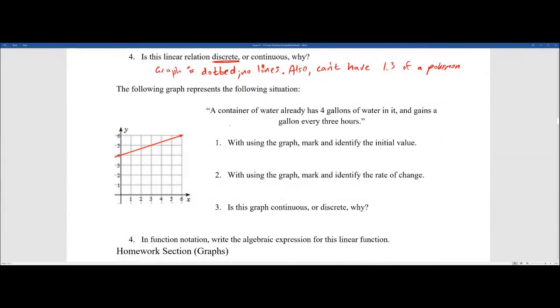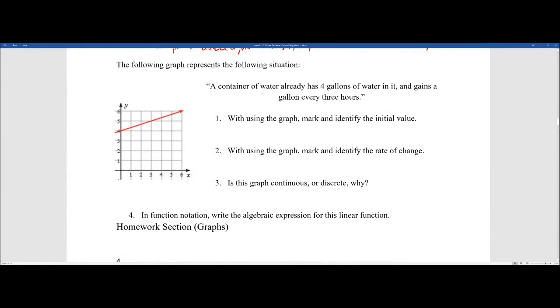All right, so next example, the following graph represents the following situation. A container of water already has 4 gallons of water. That's good to know. That's my b right there at 4, my initial value. And it gains a gallon every 3 hours. 1 gallon per 3 hours. Now when using a graph, that makes sense because you go up 1, and over 3. 1 over 3. That's something to note.